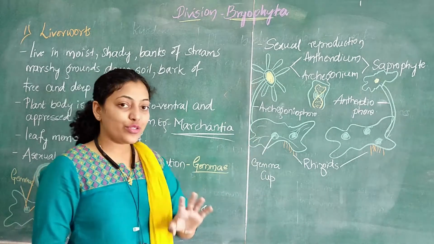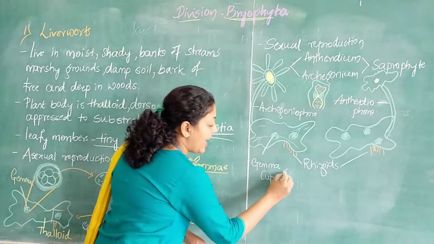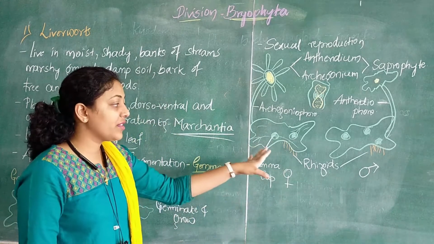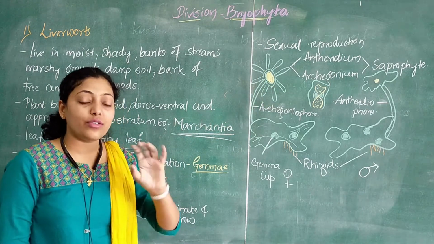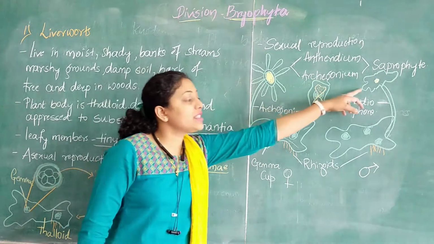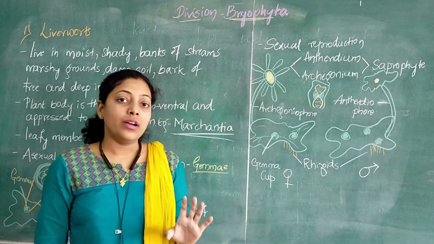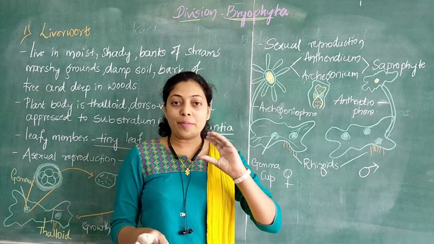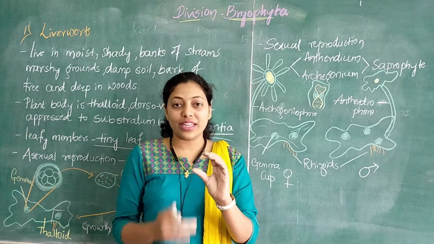But this plant also consists of sexual organs. This is a female plant, and this is a male plant. The haploid female plant consists of an extra sex organ, a structure called the archegoniophore. Here you can observe the structure. This is called the archegoniophore and this is called the antheridiophore. The male plant produces antheridia, the female plant produces archegonia, right?